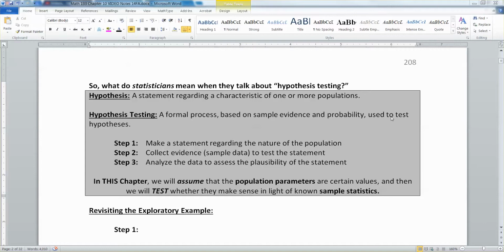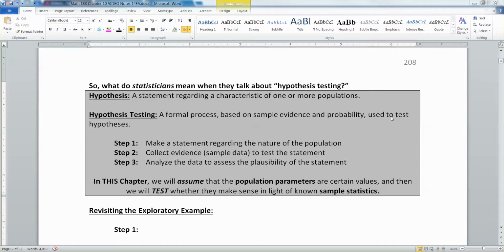Hypotheses are statements regarding a characteristic of one or more populations. Now, in Chapter 10, we're going to be working with one population, single populations. In Chapter 11, you'll be working with two populations at the same time, similar to Chapter 12, which is two populations at the same time. Chapter 13 is actually more populations, could be 3, 4, 5, and so on.